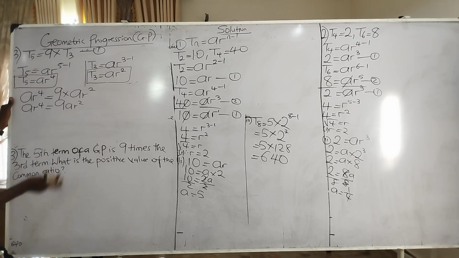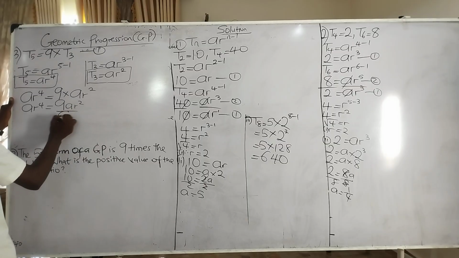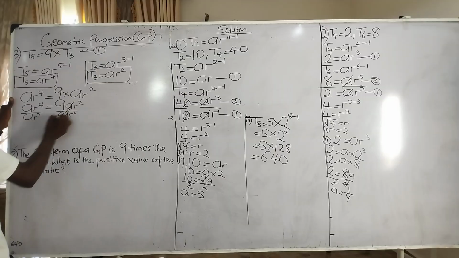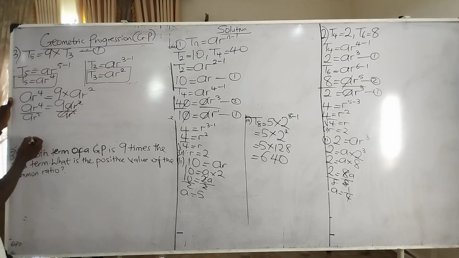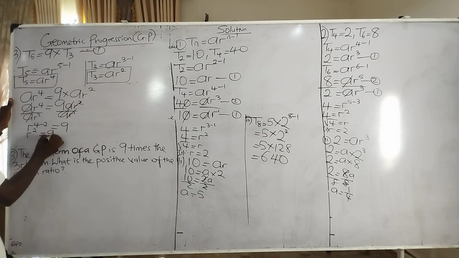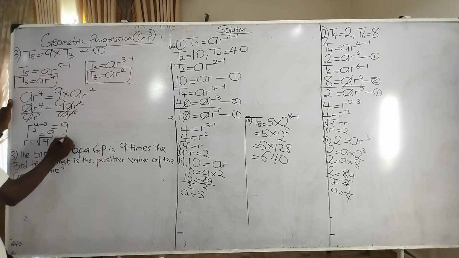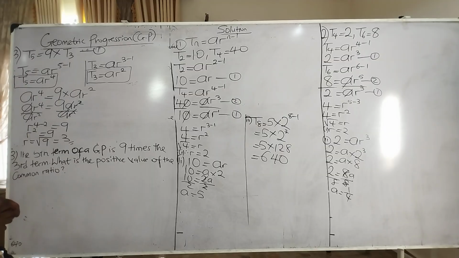Let's divide both sides by AR square over AR square. A will cancel A. R square will cancel R square. What do you think will happen here? This is law of indices. R raised to the power of 4 minus 2 is equal to 9. R raised to the power of 2 is equal to 9. So to get the answer, when square comes here it is square root. So R is equal to square root of 9, which is equal to 3. And that is how we are able to get this answer 3.